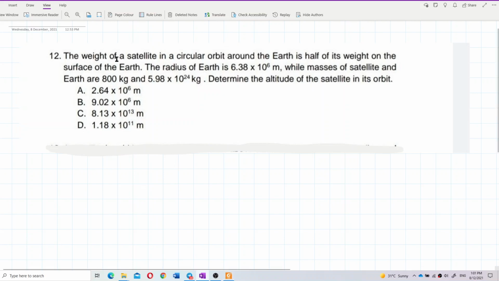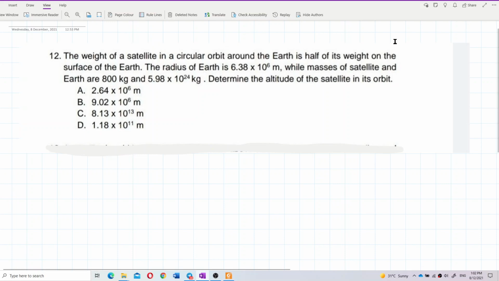Okay, the weight of a satellite in a circular orbit around the Earth is half of its weight on the surface of the Earth. The radius of Earth is 6.38 × 10^6 meters, while the masses of the satellite and Earth are 800 kilograms and 5.98 × 10^24 kilograms. Determine the altitude of the satellite in its orbit.